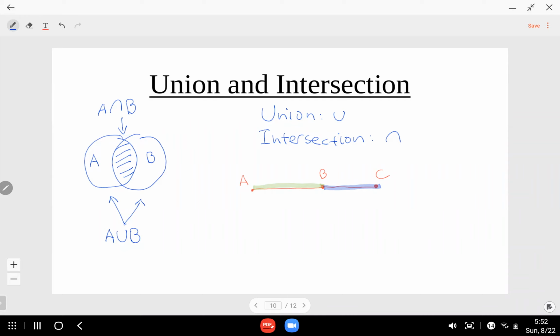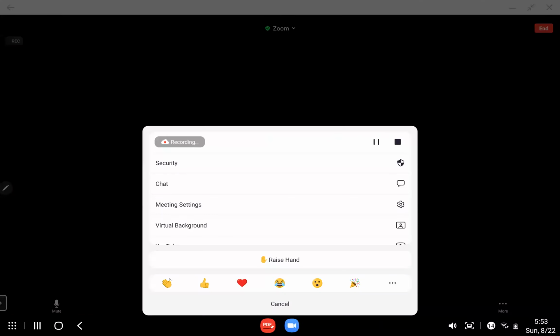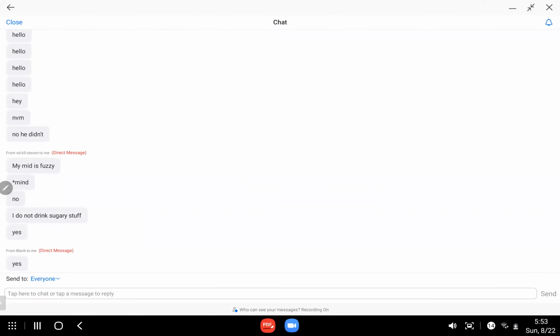Intersection is finding the common thing and taking it out. So think of intersection as taking something out. It should be smaller than both of those segments. But union should be bigger than both of those segments because you're combining them. So that is basically union and intersection. Are there any questions?